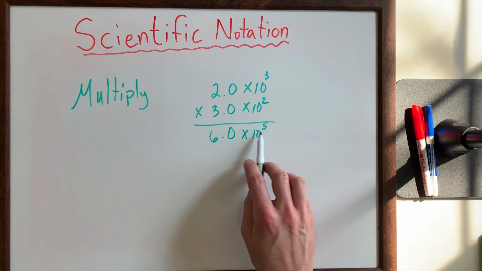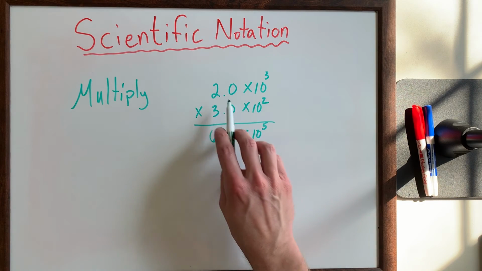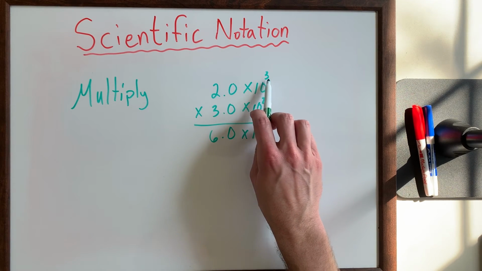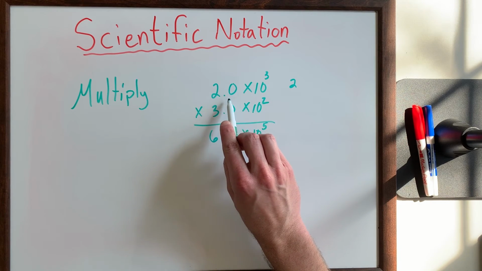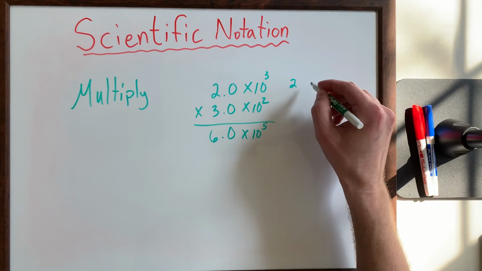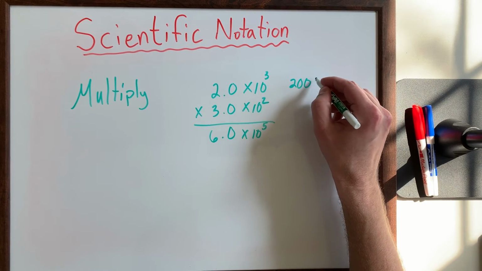And real quick, this is a much bigger number, but let's see why that happens. 2 times 10 to the third, well, I can write 2, and then if I move the decimal 1, 2, 3, I would get 2,000.